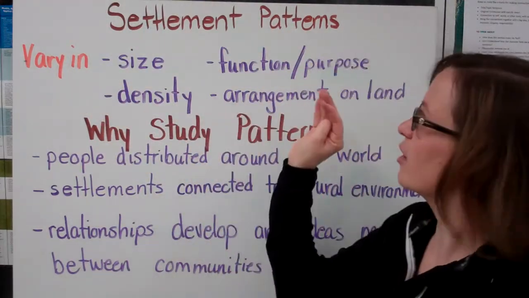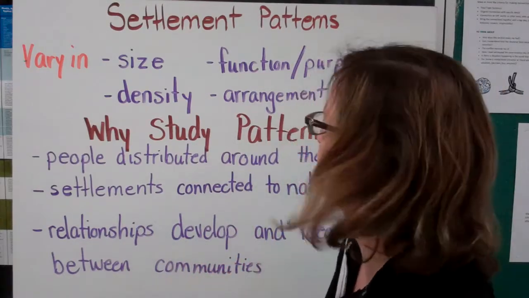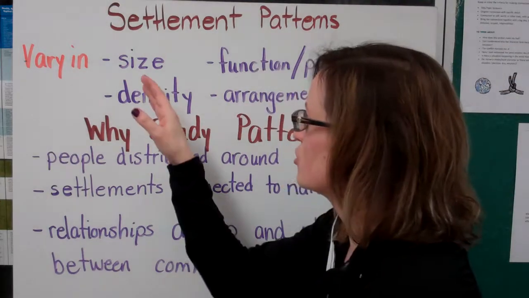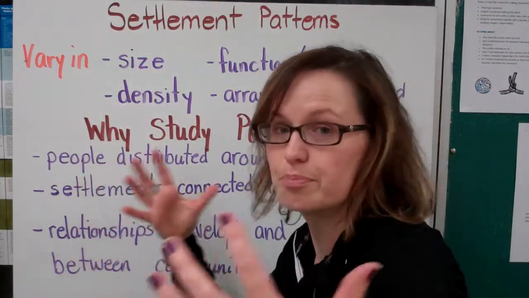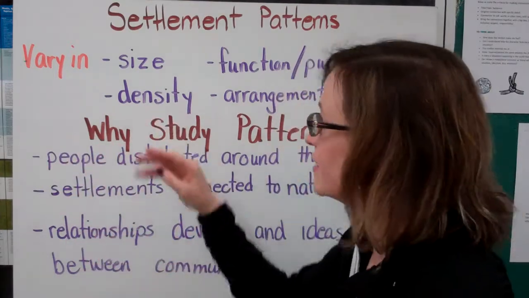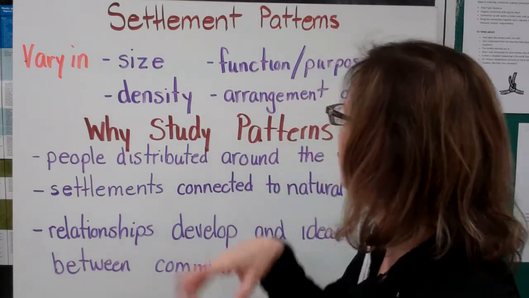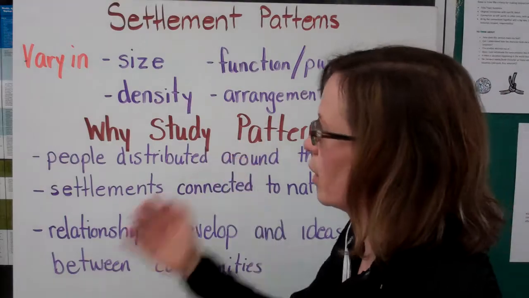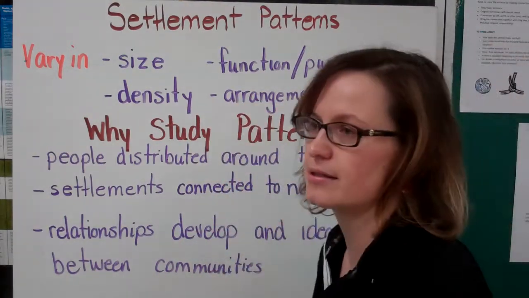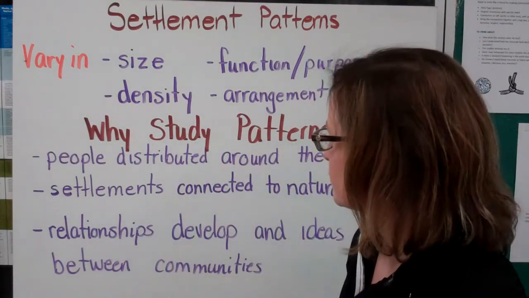Settlement patterns. And remember, settlement patterns are how people organize themselves in relationship to the land. And they can vary in size, density, function, purpose, and arrangement on the land. So size meaning how large the settlement is, how much of the area it takes up. Density, how high or how low the population is in that area. Function or purpose, what is their economy like, what did they use the land for. And their arrangement on the land. Is it linear, is it scattered, is it clustered? And I'll get more into that in a further slide.